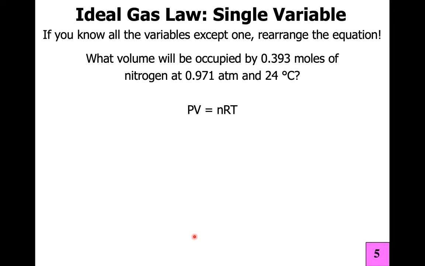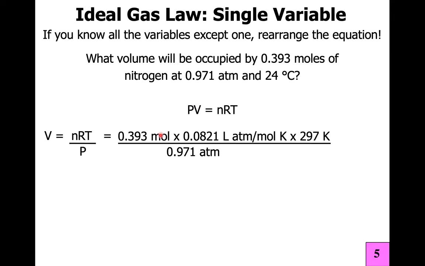All right, here's another example. So if you know all the variables except one, you can always rearrange to solve for that. And here, again, we're looking at what volume will be occupied by 0.393 moles of nitrogen gas at 0.971 atmospheres and 24 degrees C. Solve for volume. Now we just put in the pieces, the moles, the value for R, the temperature in Kelvin, and finally the pressure, and we solve for the volume in liters.